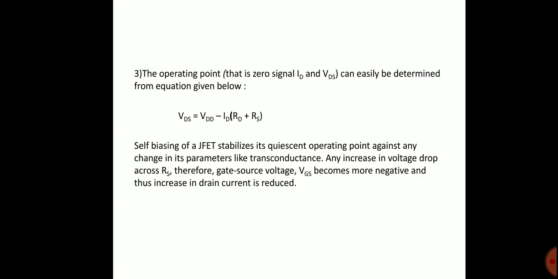In these conditions we see the third condition, the operating point, that is the zero signal drain current and drain source voltage. We can easily determine the drain source voltage, which is equal to the supply voltage minus the drain current times RD, the drain resistance, plus RS, the source resistance. Self biasing of JFET stabilizes the operating point against any change in parameters like transconductance. Any increase in drain current increases the voltage drop across RS. Therefore, the gate source voltage VGS becomes more negative and thus the increase in the drain current is reduced.